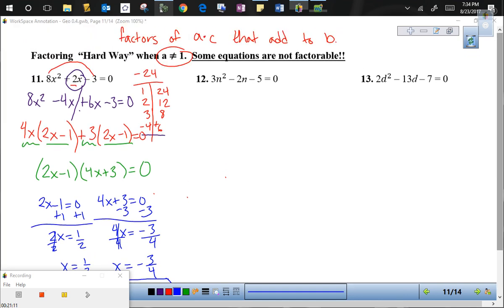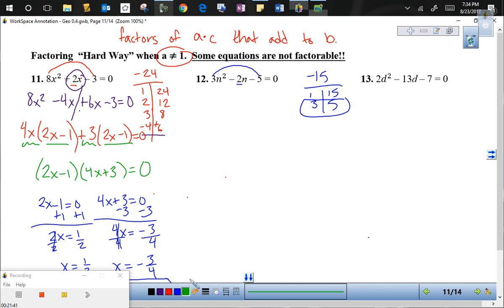Alright, let's look at the next one. Again, we're taking a times c first, so negative 15. It's a minus, so we're looking for a difference of 2. Notice I'm ignoring this sign for right now. That's going to help us. So difference of 2. 1 and 15, 3 and 5, and those are our only options. Of these, the 3 and the 5 have the difference of 2.